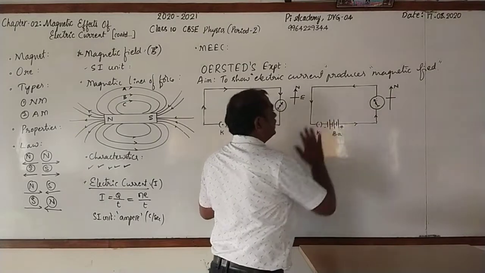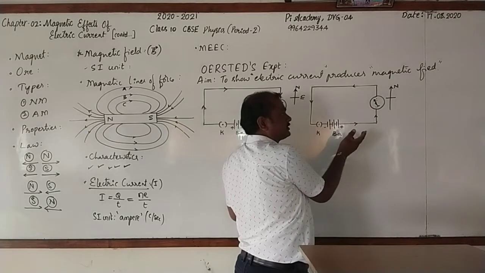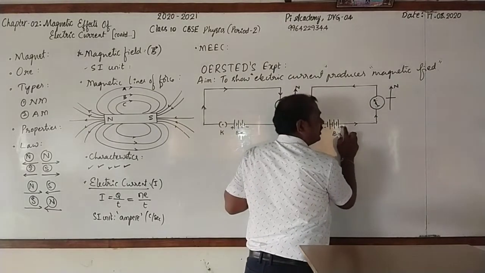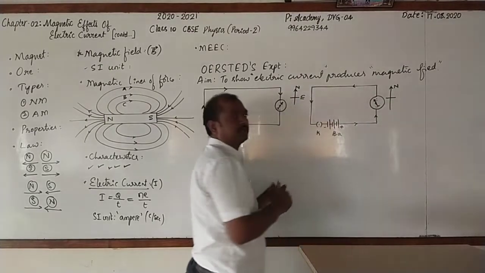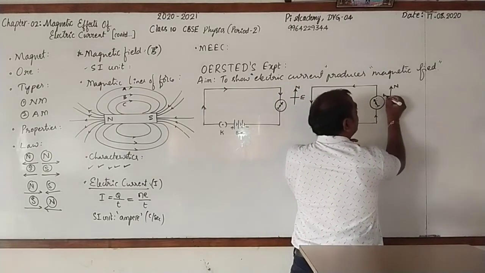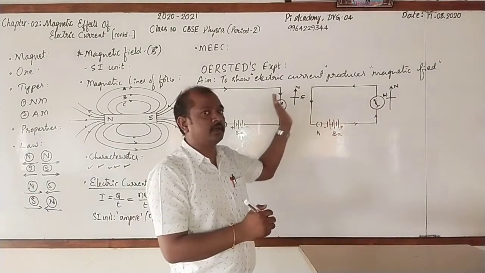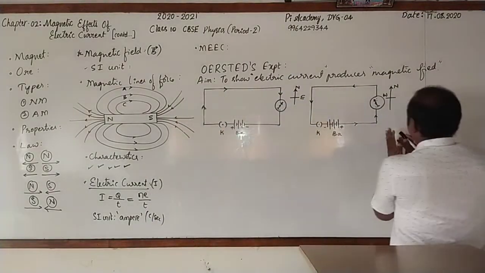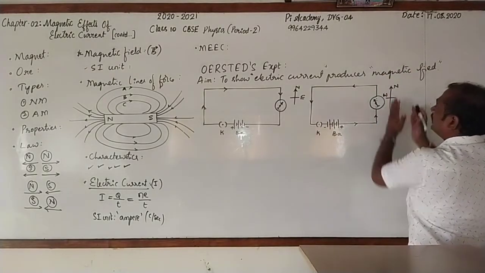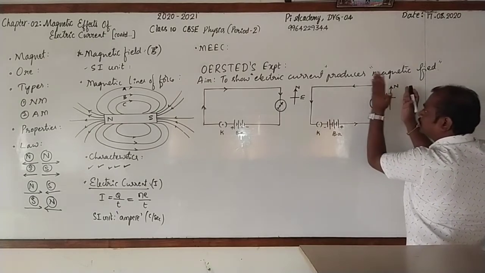Similarly, here you can notice that suppose when the terminals are interchanged, look here negative and here positive, then the current obviously flows from positive terminal to negative terminal. This time it deflects towards west. North pole of the needle deflects towards left side. That means here the current is flowing in the upward direction. I am standing in the same way. See that? Current is flowing in the upward direction and needle deflects towards left.